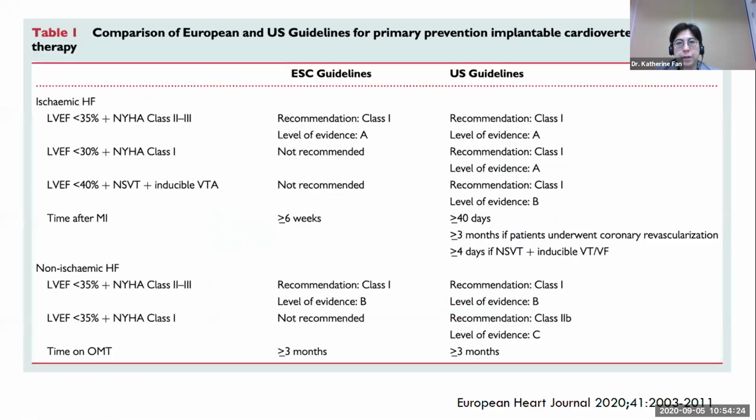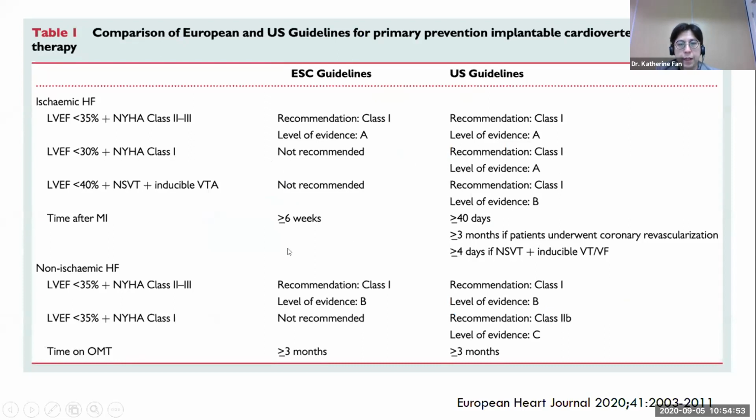How about the European guideline? This table actually gives us a direct comparison of the ESC guideline and the US guideline. Essentially, New York Functional Class 1 and non-sustained VT and inducible VT during electrophysiology study is not recommended in the ESC guideline, but it was this kind of functional class 1 and the class 1A and class 1B respectively in the US guideline.